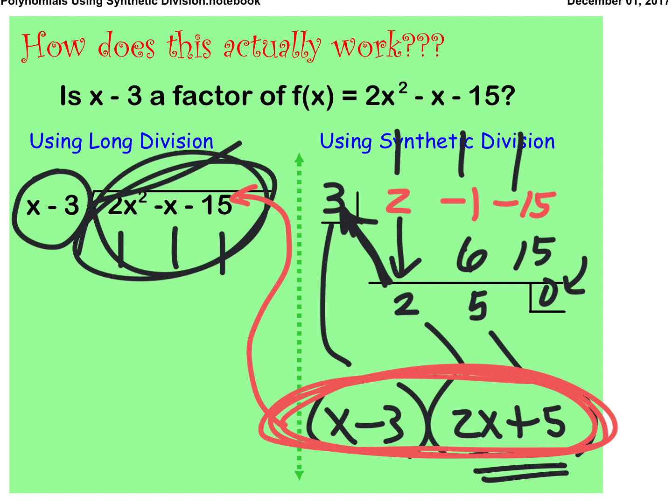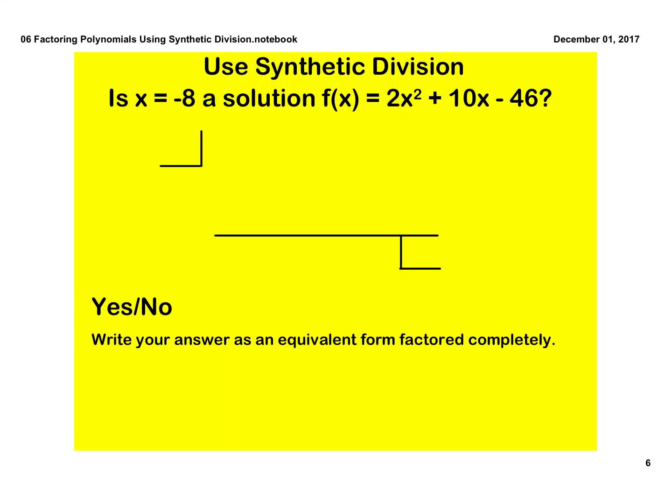Okay. Let's move on to another one. Is x equals negative 8 a solution? Well, remember, they usually would say it like x plus 8, but this time they just said, is negative 8 a solution of that? Well, then you put negative 8 here. You can't put the factor there. It wouldn't make any sense. You don't want x's there. The next three numbers I would write would be 2, 10, and negative 46.